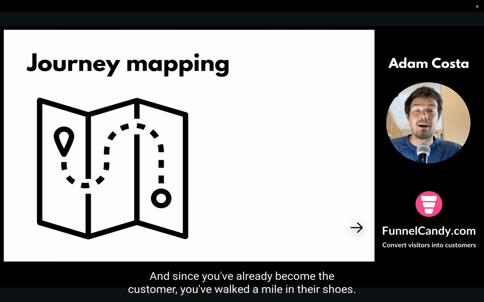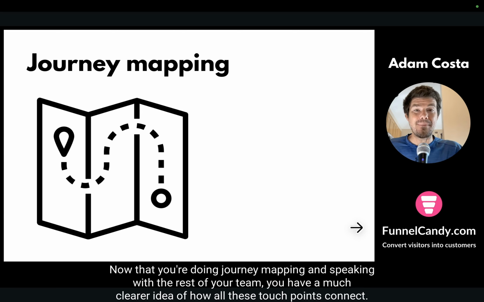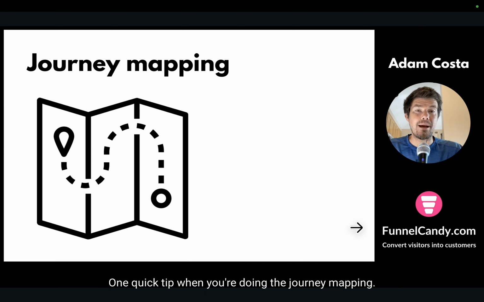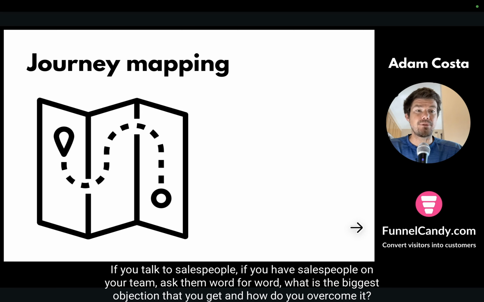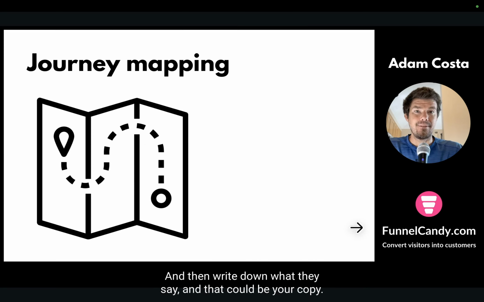And since you've already become the customer, you've walked a mile in their shoes, now that you're doing journey mapping and speaking with the rest of your team, you have a much clearer idea of how all these touch points connect. One quick tip, when you're doing the journey mapping, if you have salespeople on your team, ask them word for word, what is the biggest objection that you get and how do you overcome it? And then write down what they say, and that could be your copy.